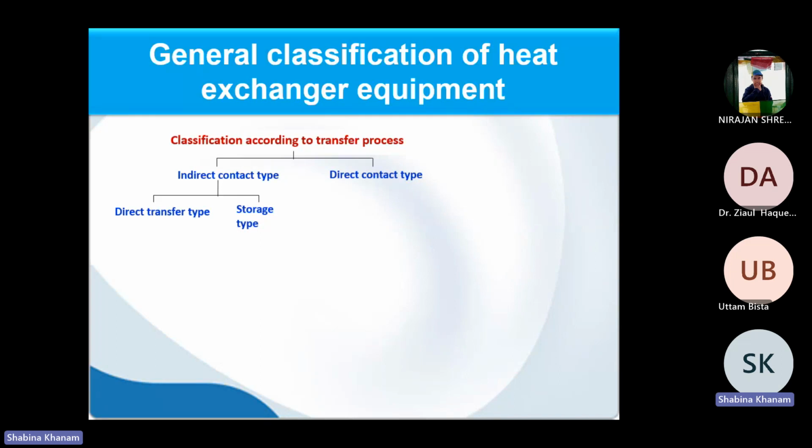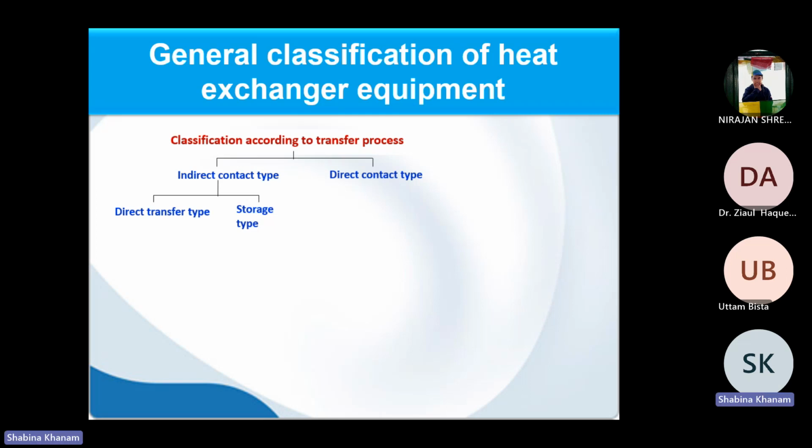Let's say I'm having a heat exchanger where packing is used to store the heat. So how will it store the heat? In one step, hot fluid will enter into this, and then the hot fluid will transfer its heat to the packing. Then it exits the heat exchanger.